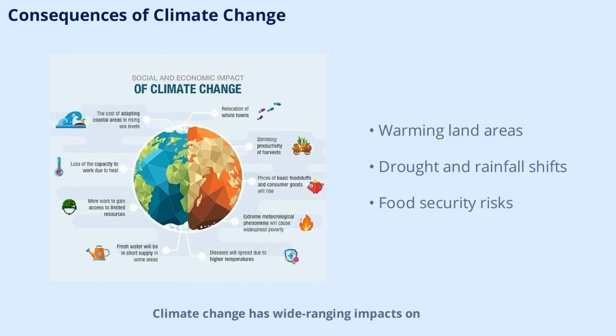Climate change has wide-ranging impacts on both human societies and natural systems. Land areas are warming faster than the global average, especially in northern regions during winter. In lower latitudes, droughts and unpredictable rainfall are becoming more common. These changes threaten food security, water resources, and the ability of people to support themselves. The effects are not evenly distributed. Some regions may experience more rainfall, while others face severe drought.